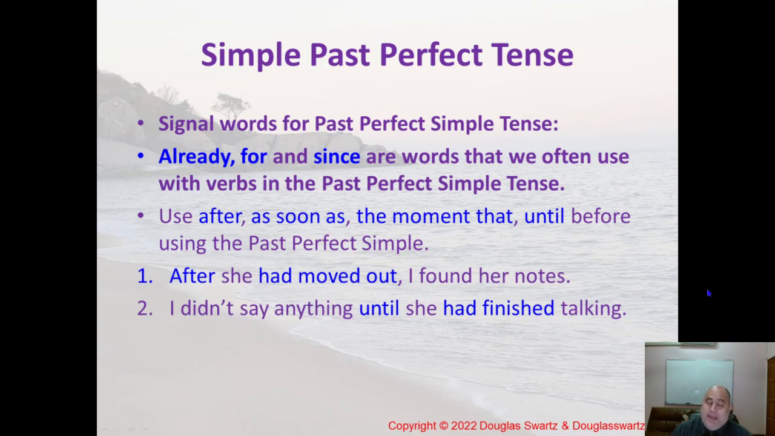Signal words for the past perfect simple tense. Already, for, and since are words that we often use with verbs in the past perfect simple tense. You can use after, as soon as, the moment that, or until, before using the past perfect simple. Example number 1. After she had moved out, I found her notes. Example number 2. I didn't say anything until she had finished talking.